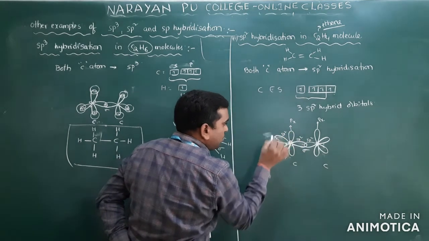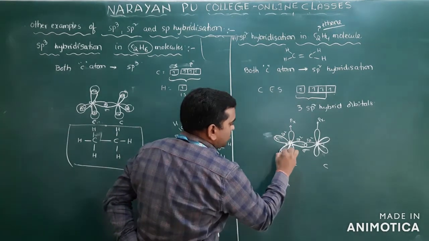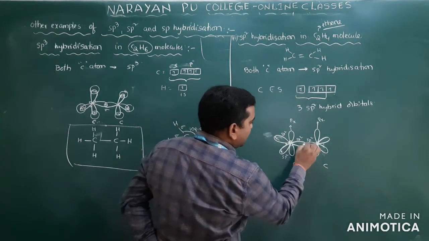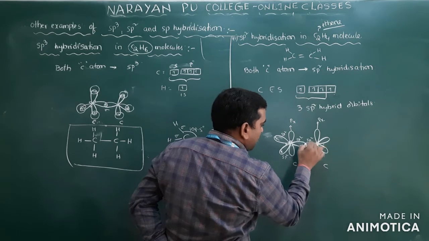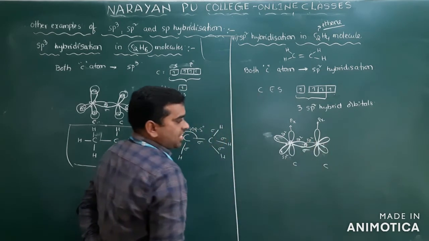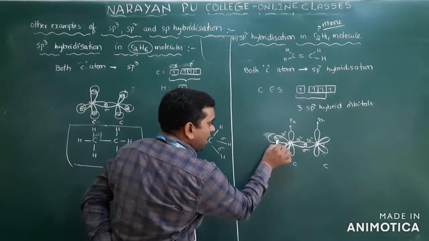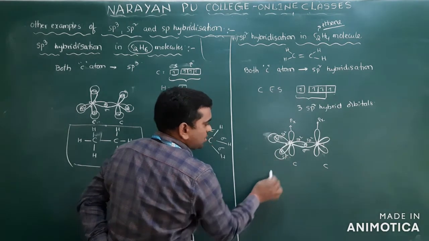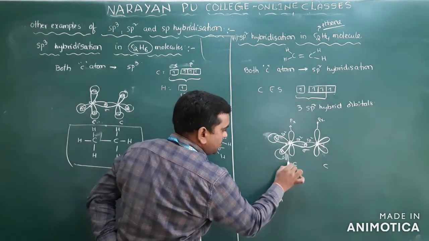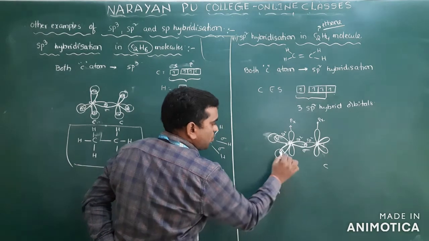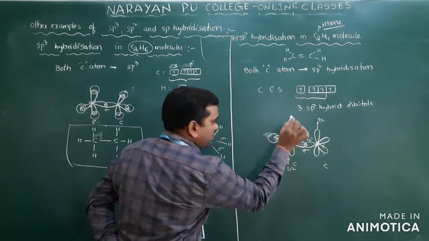Now each one is having one electron. Clear? Here also it is having one electron, and this is one electron, and one electron. Here one bond formation takes place. Clear? Now here hydrogen overlaps. Hydrogen overlap. This is sp2 hybridization. Clear? Hydrogen overlap. Then one bond formation takes place here.